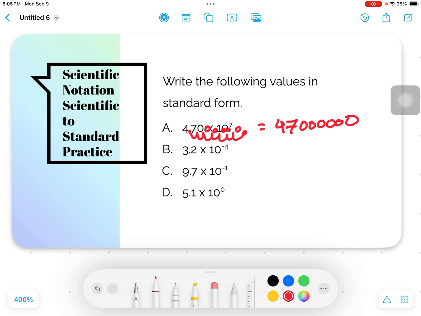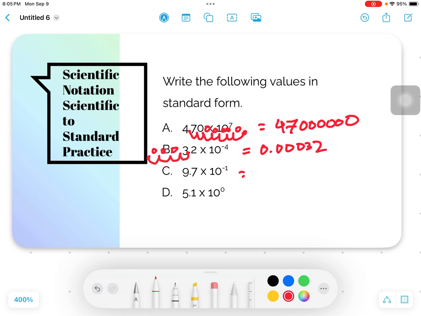Okay, so we have 3.2 times 10 to the negative 4th. So now we're going to change that into standard notation. So I start with my decimal. I'm going to go to the negative 4th, which means I go to the left 4 spots. 1, 2, 3, 4. Placeholding zeros for all the empty spots. 0.00032.